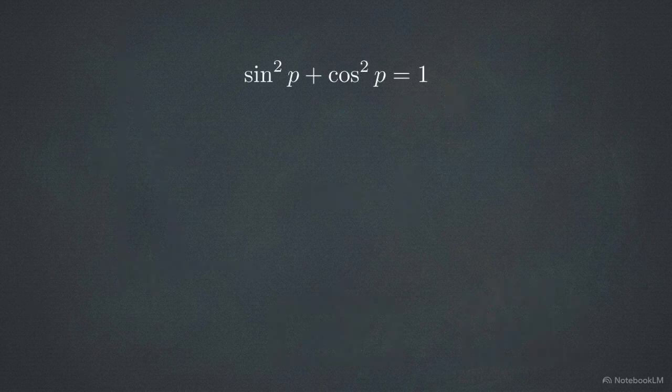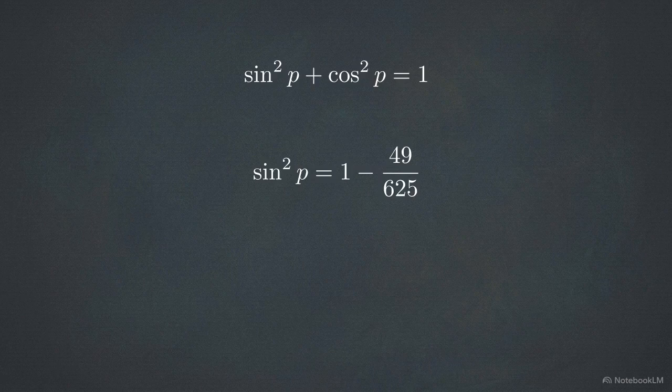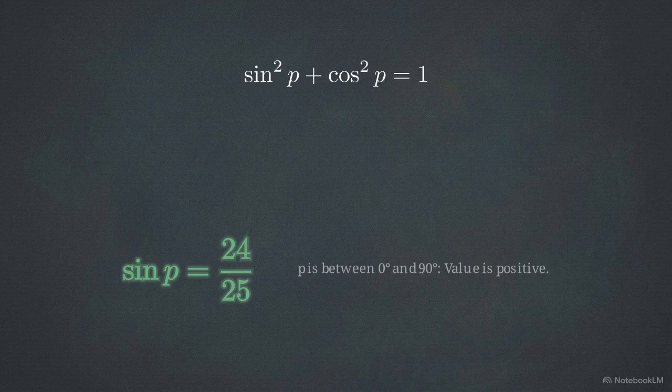There is another way to solve this using a mathematical identity. This method confirms our triangle work is correct. We substitute our known cosine value into the formula. When we square 7 over 25, we get 49 over 625. To make the subtraction easy, we can think of the number 1 as 625 over 625. This leads us right back to our answer, 24 over 25.